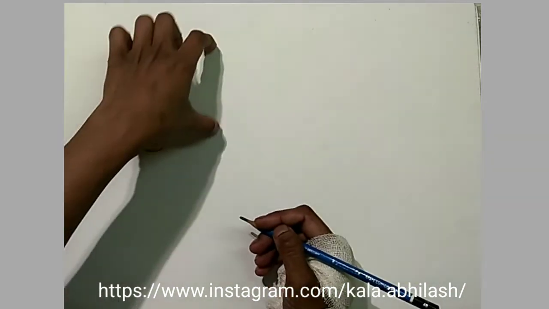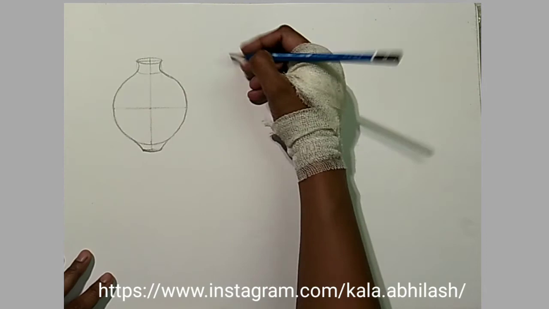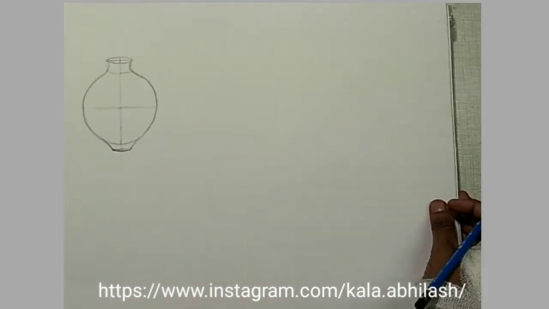All right, now let's try some more still lifes. Let's do a pot that has like a long neck. Let's do it here.